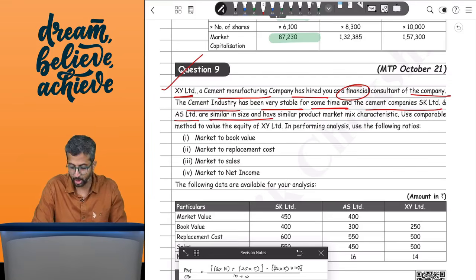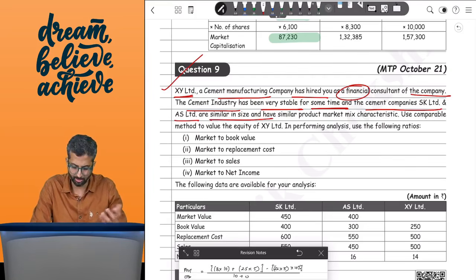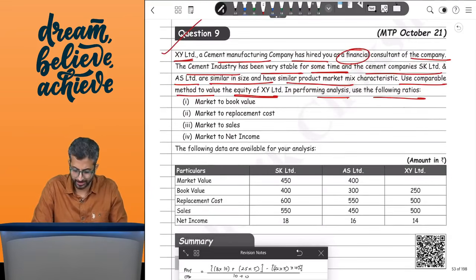Like for example, you have Ultratech Cement and you have Ambuja Cement, which are listed, similar in size, and have similar product market characteristics. Use the comparable method to find the value of XY. In performing the analysis, use the following ratios: market to book value, market to replacement cost, market to sales, and market to net income. The following data are available for your analysis.